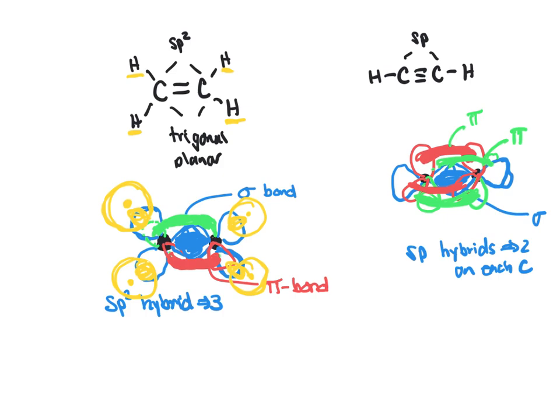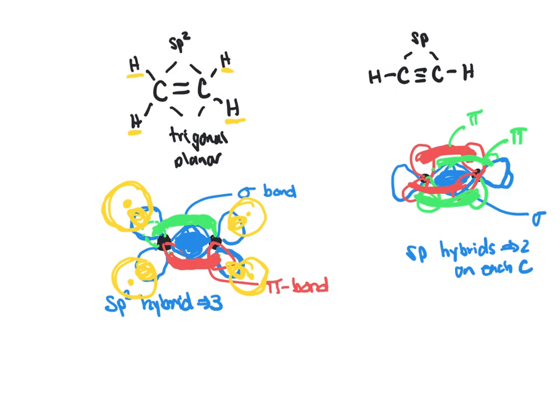So what we can see is that when I have multiple bonds, the first bond is always a sigma bond. So I make 1 sigma bond, and then the rest of the bonds between those 2 atoms are going to be pi bonds. So a sigma bond and a pi bond, a sigma bond and 2 pi bonds. Remember that those pi bonds have 2 lobes, just like a p orbital has 2 lobes.